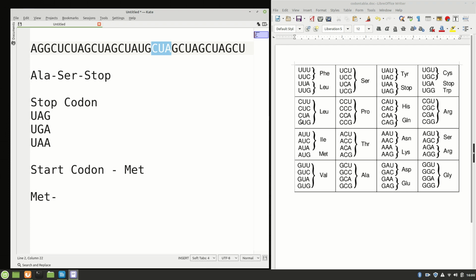So let's go over here and find it. CUA is leucine. CUA, LEU. So we'll type that down. LEU. So after CUA, the next 3 should be GCU. That would be GCU, ALA, alanine. And let's see, AGC is next. So we go over here, A, then we go over here, G, and what is it, C? AGC, that's serine.